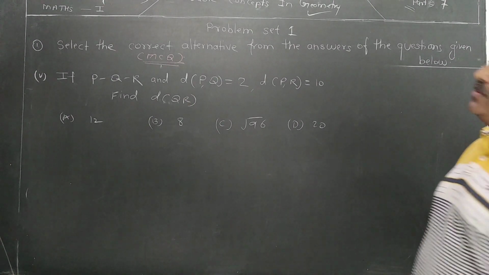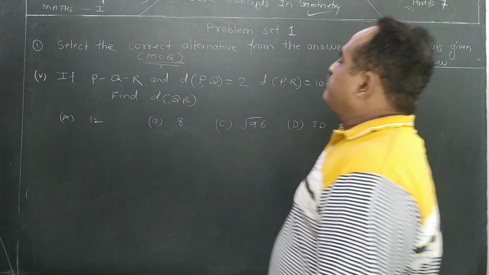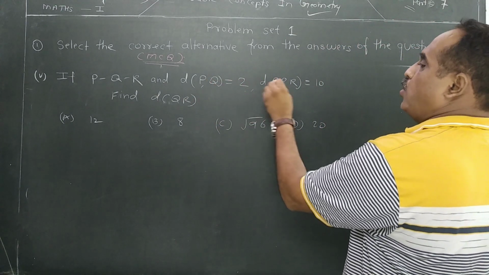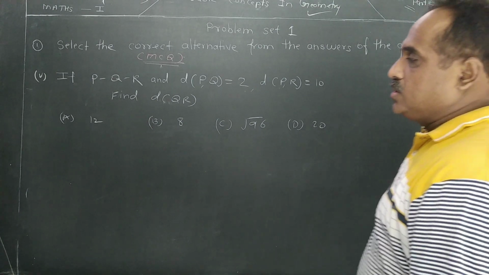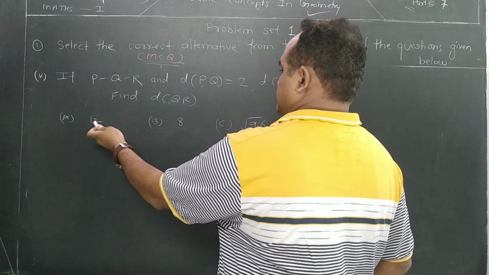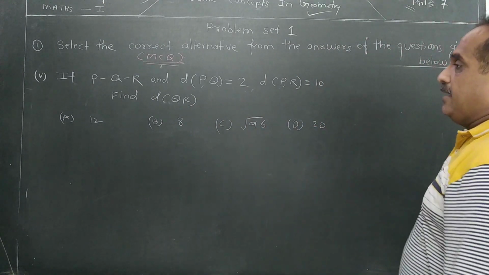Now fifth MCQ. Q is between P and R. Distance PQ is 2 and PR is 12. What have they asked you? Distance QR. The options are 12, 8, 12 root 96, or 20.